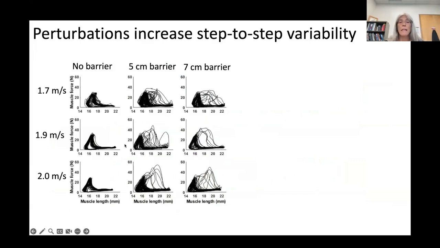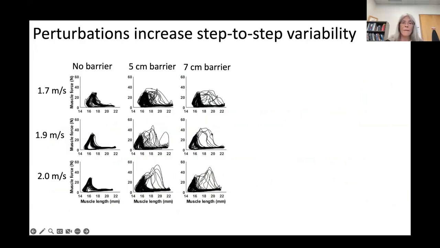Now we're looking at many, many trials from many individuals, and here we're actually looking at work loops. The muscle length is on the x-axis and the muscle force is on the y-axis. When there's no obstacle, we get this sort of L-shaped work loop pattern where the muscles lengthen and then shorten, and the force rises associated with foot contact, and then the force decays and we go through the loops again and again, and every force is nearly identical.